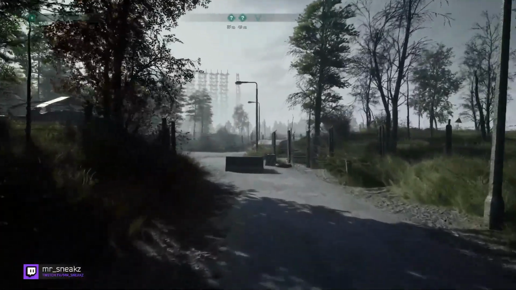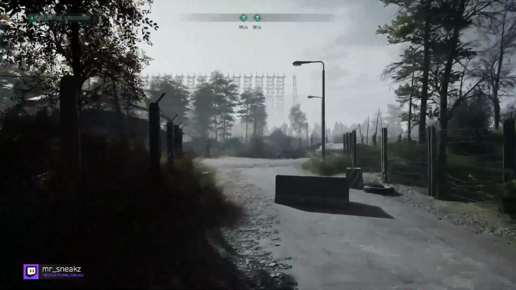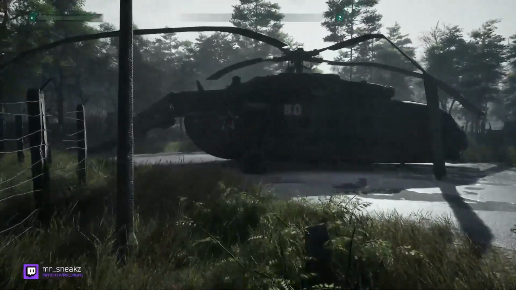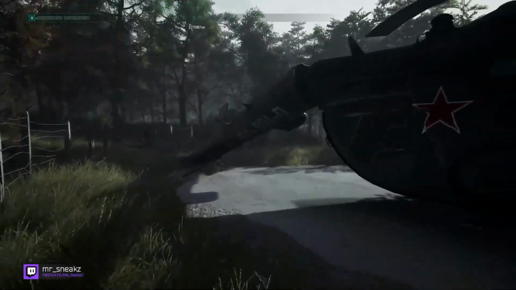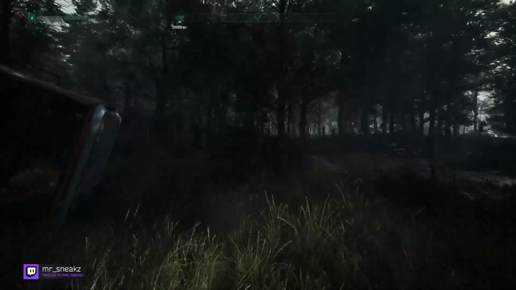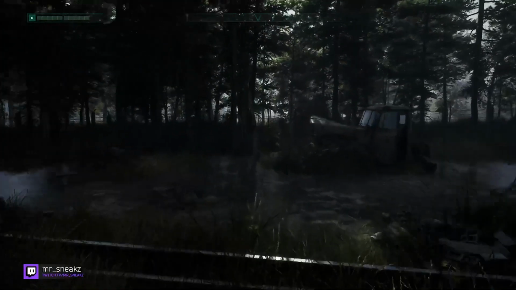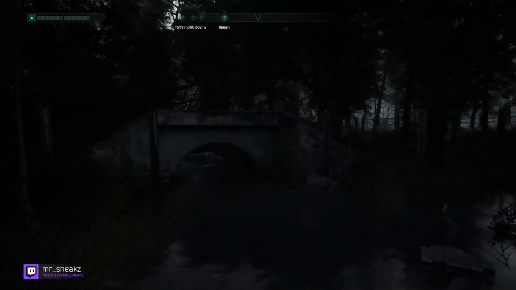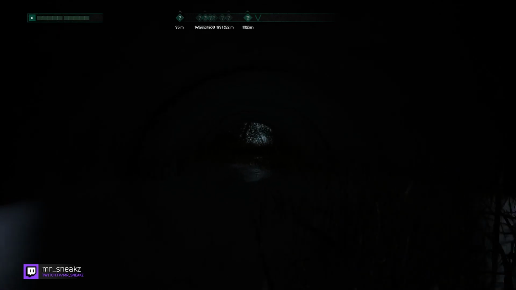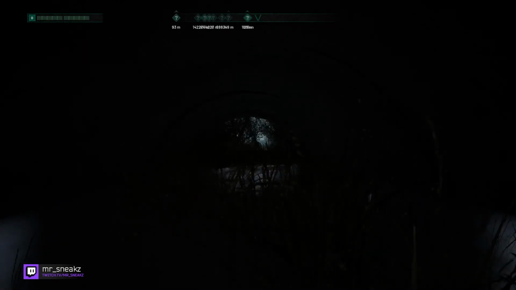In Chernobylite, the exclusion zone is not just a setting. It's a living, breathing entity filled with threats and mysterious forces. As we navigate it, we're constantly reminded of the dangers that still linger in the area, even decades after the disaster. The game's portrayal of the zone is both a tribute to the real-world site and a chilling reimagining of what could lie beneath the surface.